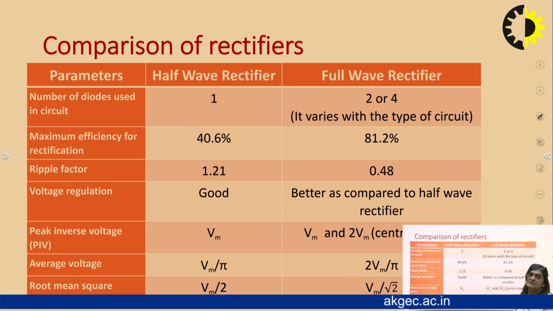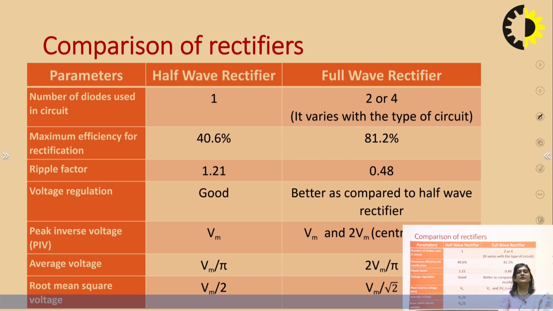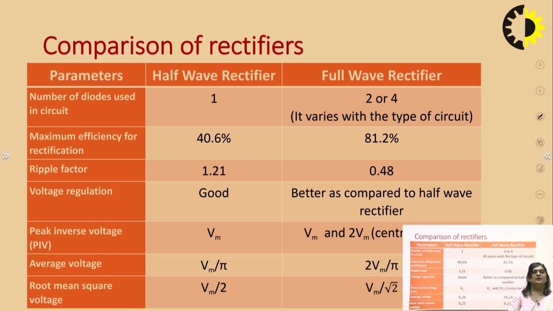So these are the differences between the half wave rectifier and the full wave rectifier. In the half wave rectifier the number of diodes is 1, and in the full wave rectifier we will study the center tap rectifier and the bridge rectifier. So it will be 2 in the case of the center tap rectifier, and 4 in the case of the bridge rectifier. The efficiency of rectification for the half wave rectifier is 40.6%, which we have just derived, and 81.2% for the full wave rectifier. The ripple factor we derived for half wave was 1.21, and for full wave it will be 0.48. Likewise for DC voltage and root mean square voltage for half wave and full wave.